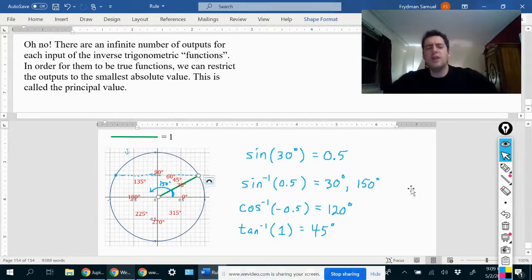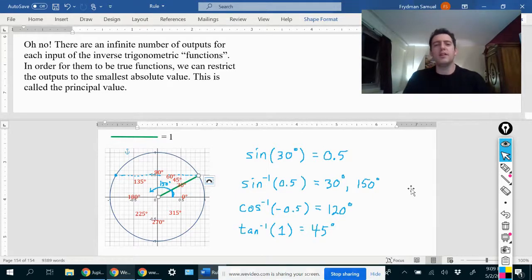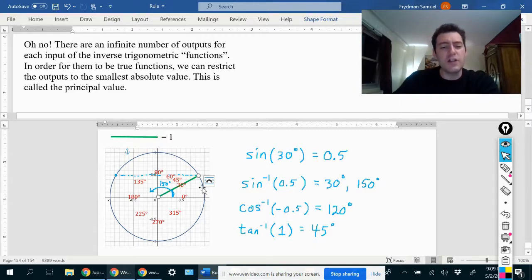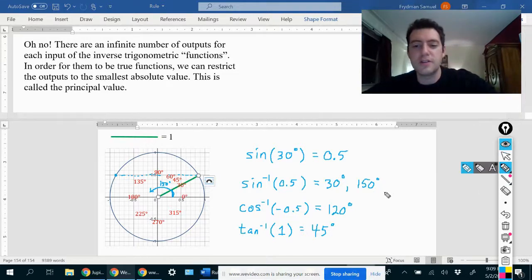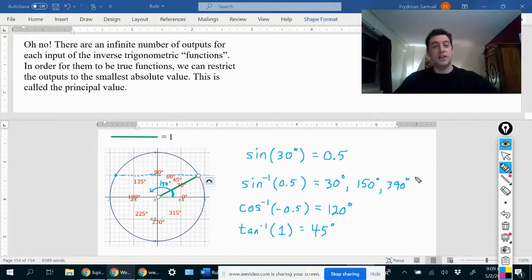Now you're probably thinking, wait a minute, Mr. Friedman, that's not another one. That's the same one you showed us before, that's 30 degrees. No, that's not 30 degrees, because I just went around the entire circle, which is 360 degrees, and then I went an extra 30 degrees more. So how far did I go altogether? I went 360 plus 30, which is 390 degrees. Can you find another one?